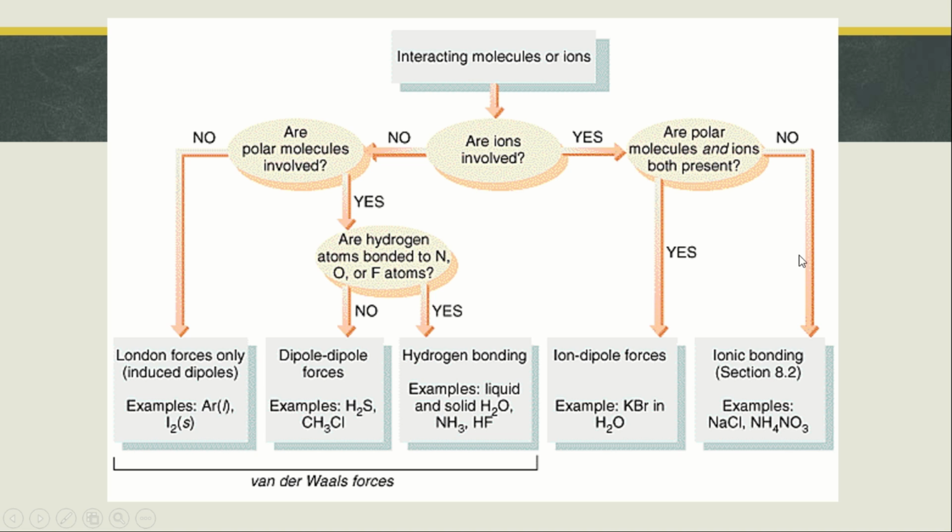Okay? Last example, let's say we have sodium chloride. It's a bond between a metal and a nonmetal. Are ions involved? Yes. Metal to nonmetal is ionic bonding, meaning ions are formed. Are polar molecules and ions both present? No. Only ions are present. That is why it's ionic bonding. So you can see the schematic diagram will help us identify the types of intermolecular forces in our molecules or between our molecules. That will be your activity for this lesson.